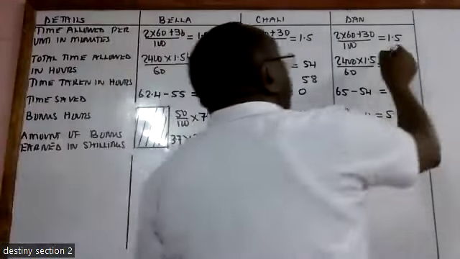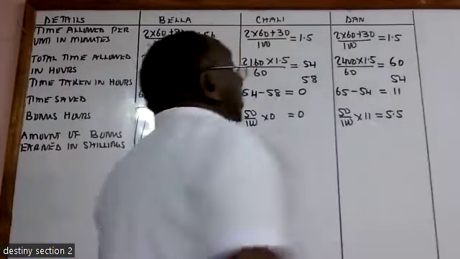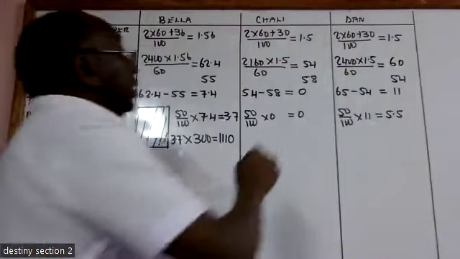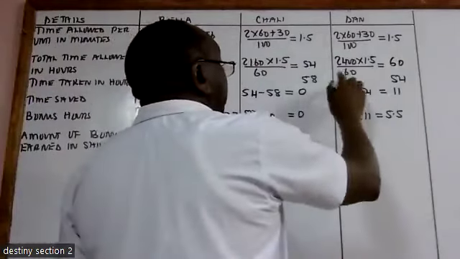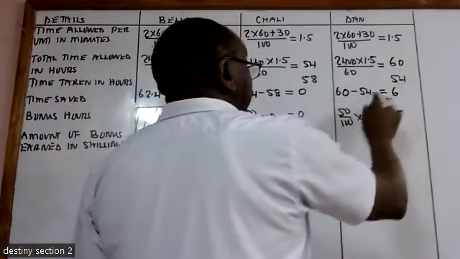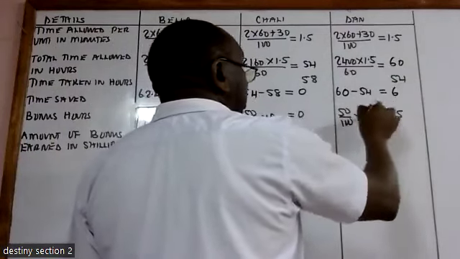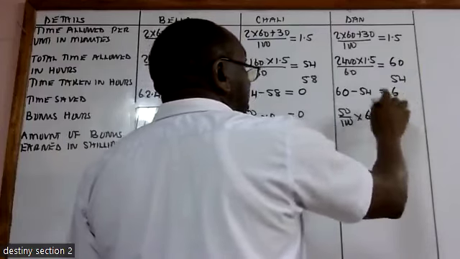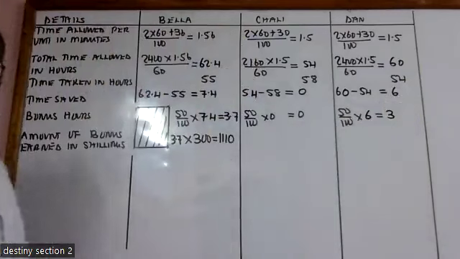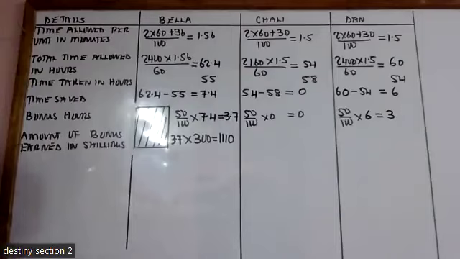Na wengine mko wapi? Not giving the figures. So if it is 60, nikirudi hapa nitasema 60, and this will be 6. This will be 6 here, and this will be 3. So make those adjustments. Sorry for that oversight. That additional information escaped my attention.